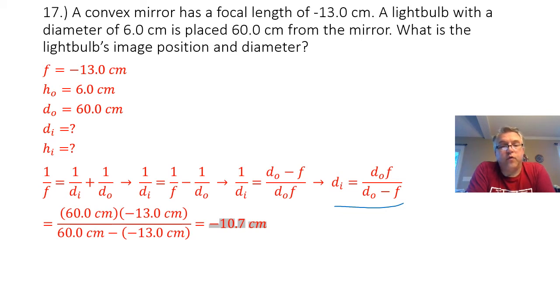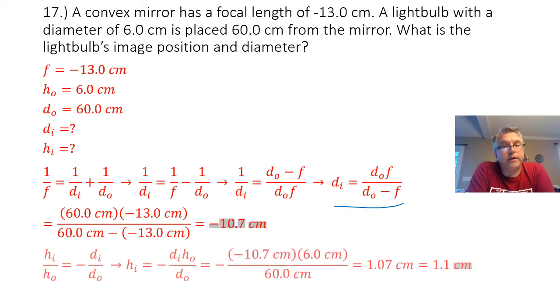Now to solve for the image height. I know the object height and I know the object distance and the image distance, so I can use this form of my mirror equation. Solving that for the image height will give me the image height equals the negative of the image distance times the object height divided by the object distance. Plugging my known values into that formula will give me an image height of 1.07 centimeters, or rounded to two significant figures, 1.1 centimeters.